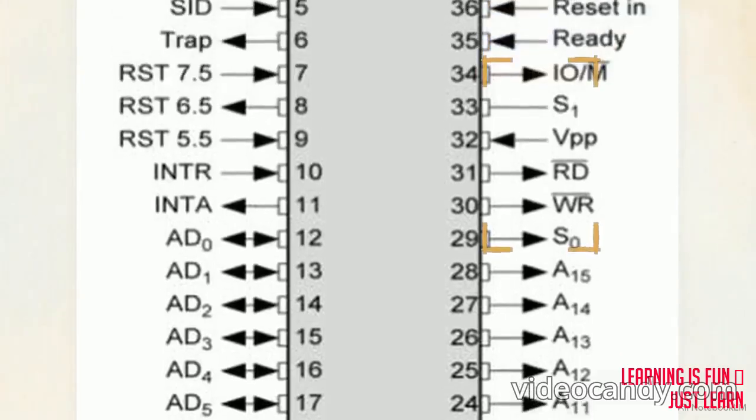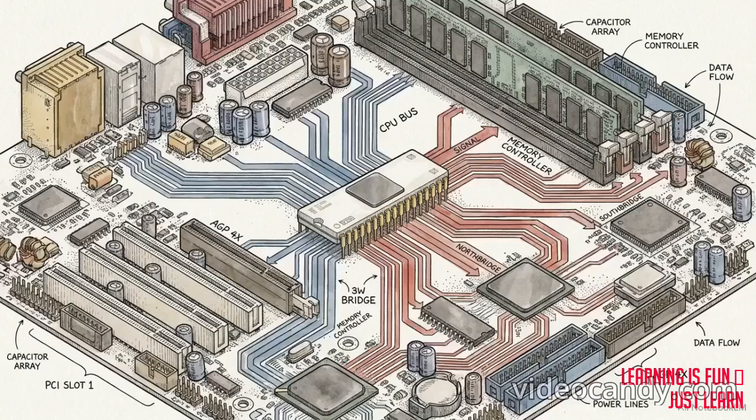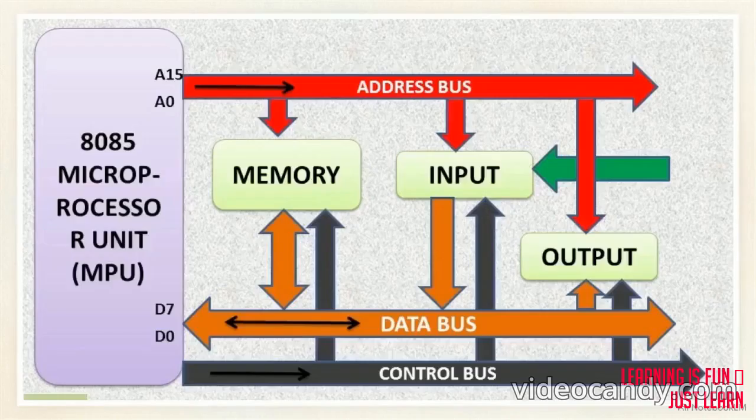Finally, we have the control and status signals. Pins 29 through 34 act as the processor's command interface, issuing the reads, writes, and alerts required to drive external hardware. These 40 physical connections are the absolute only mechanism the CPU possesses to orchestrate an entire external motherboard.